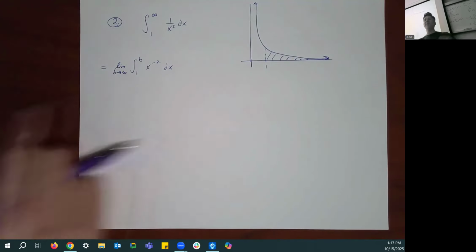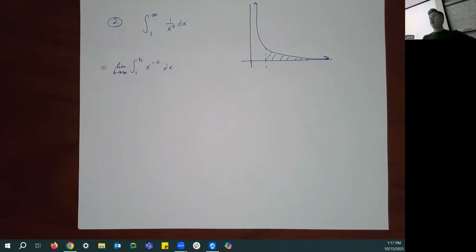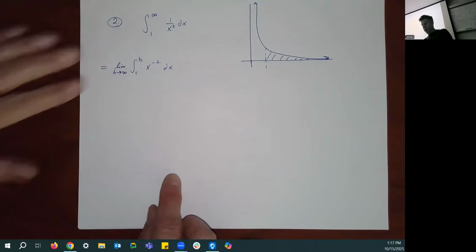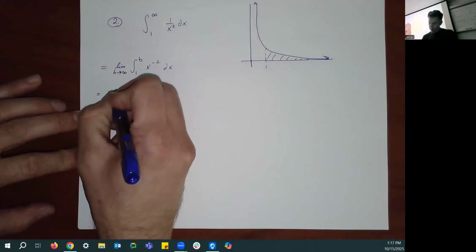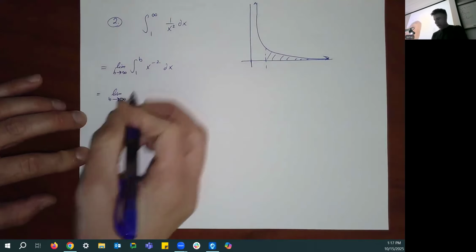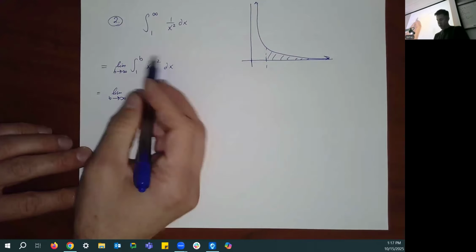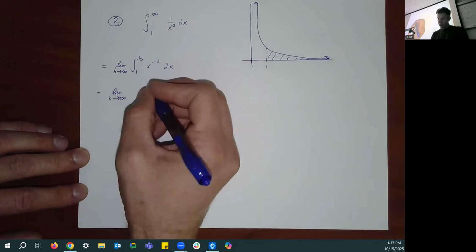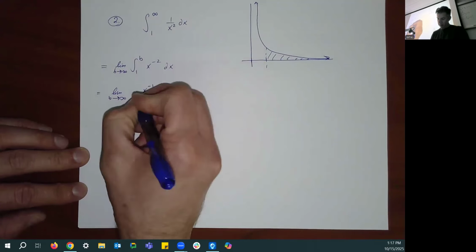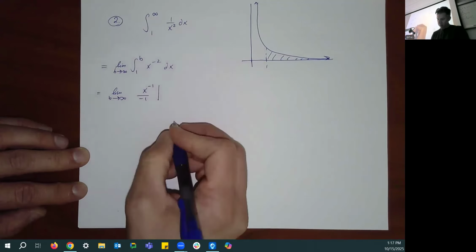And when I do this, I pretty much ignore the limit the whole time. I'm not going to look at the limit part until the very, very end of the process. So until the end, I'm just writing the limit and dealing with the integral. So I've got the limit as b goes to infinity, and then the integral. The antiderivative of x to the negative 2 is x to the negative 1 divided by negative 1, evaluated from 1 to b.